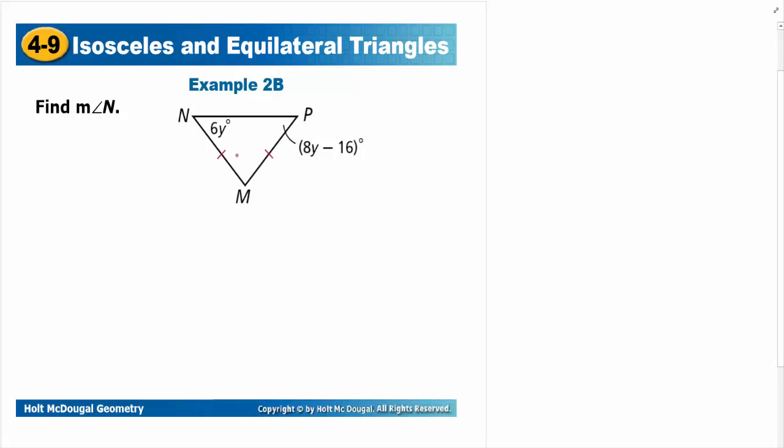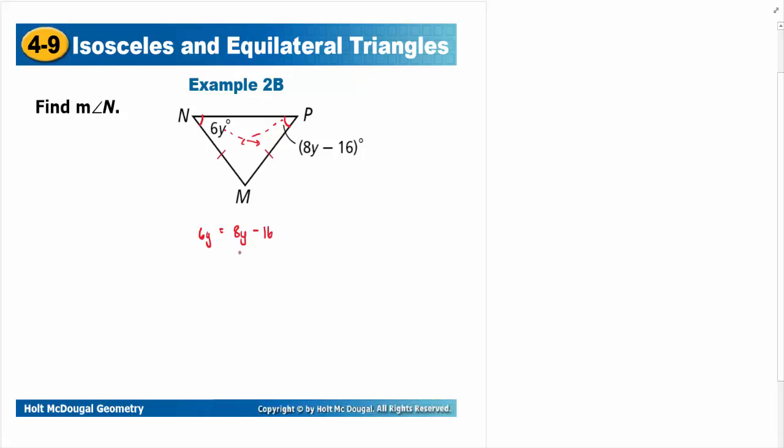So, similar situation here. We have to find the measure of angle n. Now in this case, you'll see that they're giving you different expressions for each angle, but it's an isosceles triangle, so these are your base angles, not because they're on the bottom, but because they are across from your congruent sides. So we can set these angles equal. 6y equals 8y minus 16.